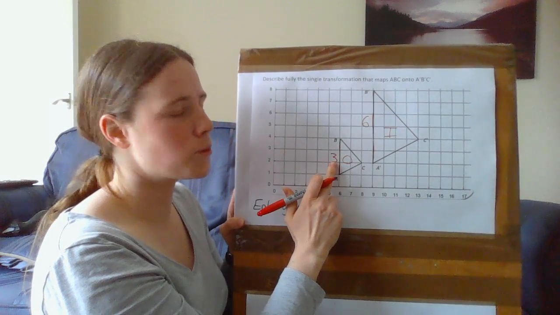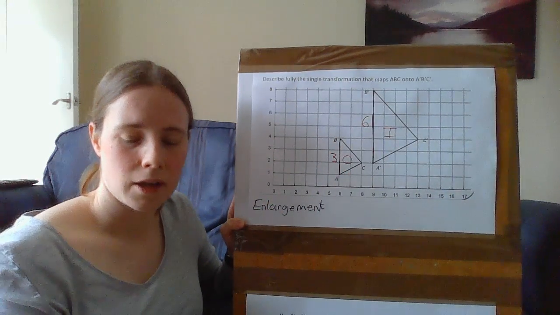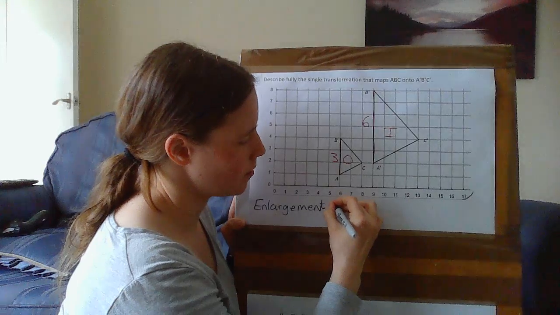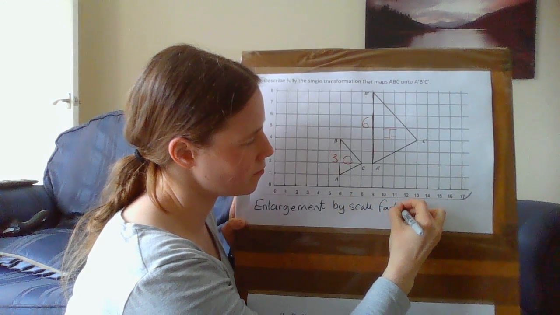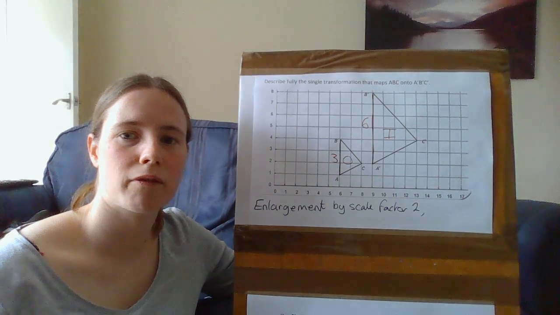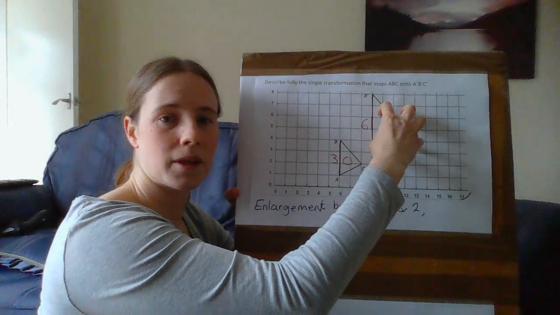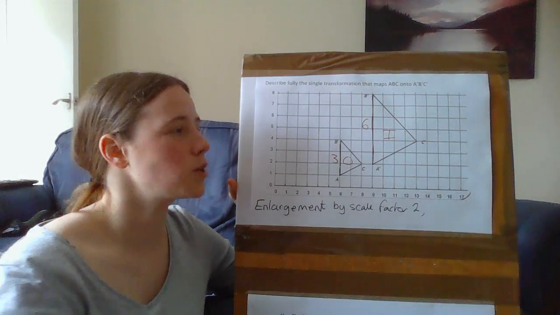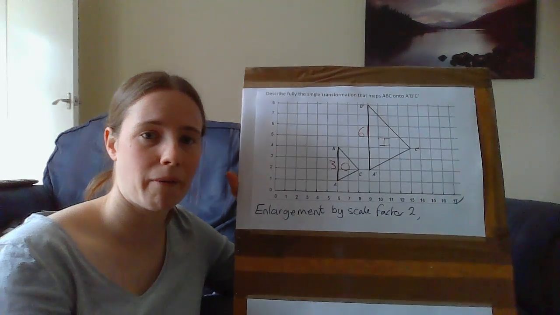So to go from our object to our image, we have to multiply by 2. So therefore, the scale factor is 2. The reason I say you need to be careful with whether you're going from one shape to the other or not is that if I wanted to go from this shape to this one, the scale factor would be 1/2 because you have to times 6 by 1/2 to get it to 3. So that's why it's important you get it the right way around.